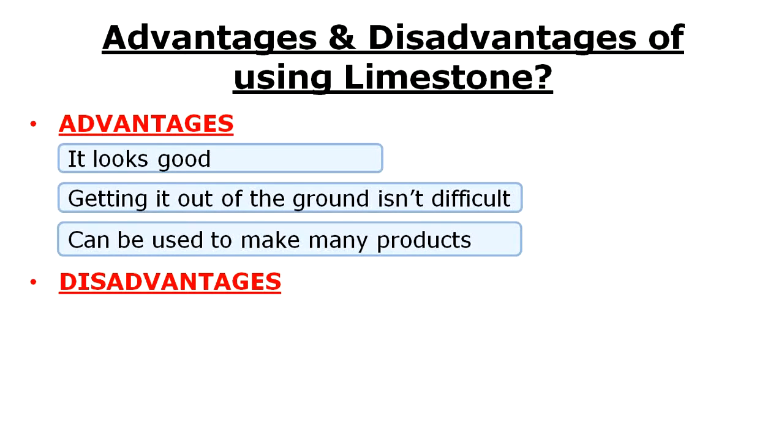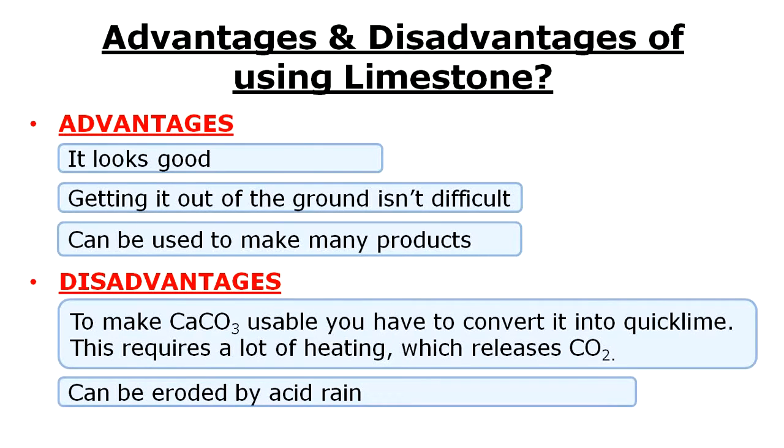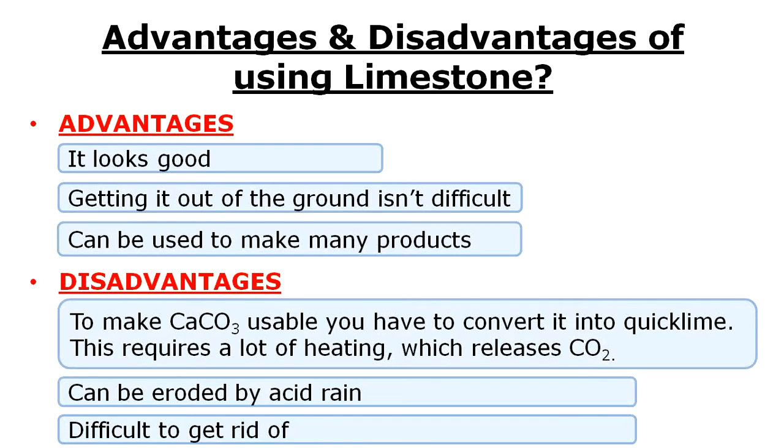Now let's look at the disadvantages. To make calcium carbonate usable, you have to convert it into quicklime. This requires a lot of heating, which releases CO2. And we know carbon dioxide contributes to global warming. Limestone can be eroded by acid rain, and it is difficult to get rid of.